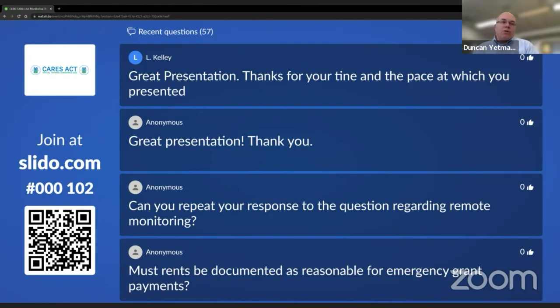I think one of the ways in which you can document reasonable rents is to use your HUD fair market rents that you have available. Those are available on the HUD Exchange, on HUDuser.org. Our policy development and research division has its own website, HUDuser.org, and you can find fair market rents there. Those would be a good barometer, if you will, for documenting the reasonableness of the rents for emergency grant payments. I think HUD would be concerned about anything that would be out of the ordinary.